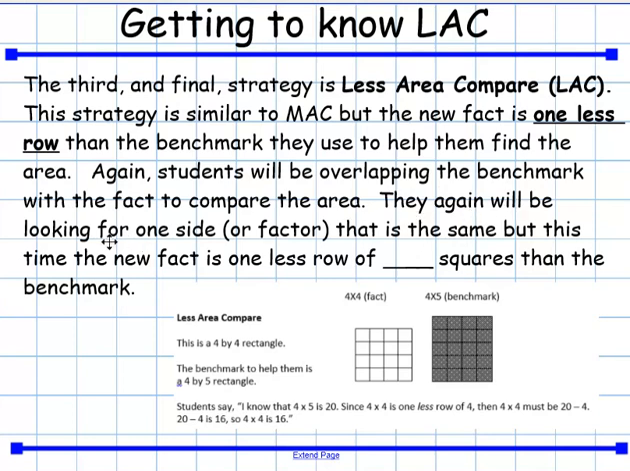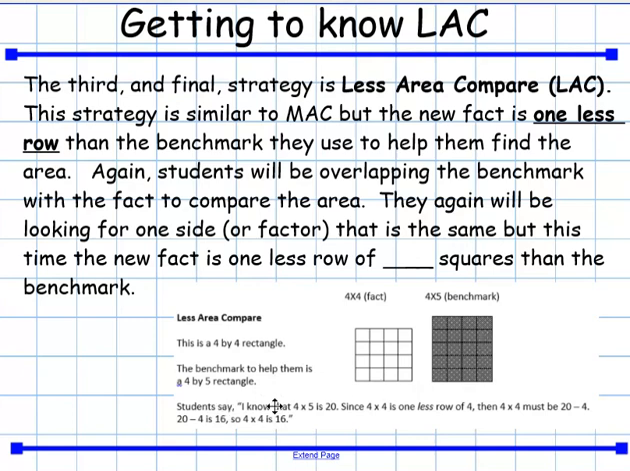They again will be looking for one side, or a factor, that is the same, but this time the new fact is one less row of squares than the benchmark. So here's an example. This is a rectangle of 4 by 4, 4 times 4. The benchmark to help them is a 4 by 5. So they think of a bigger benchmark, a 4 times 5.